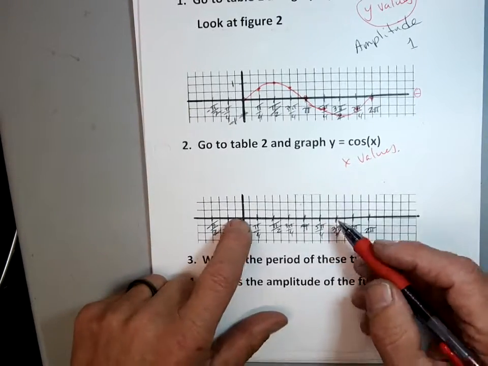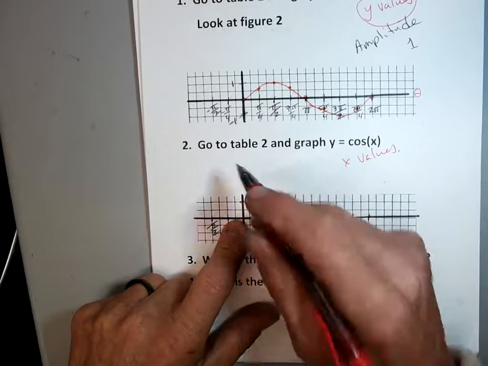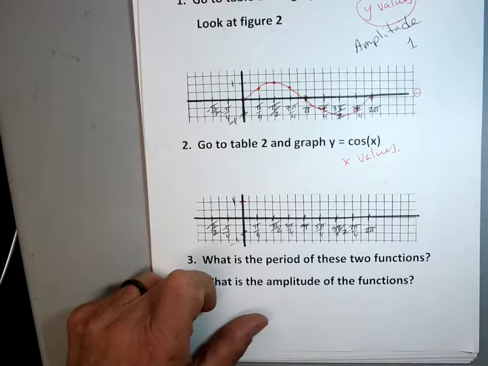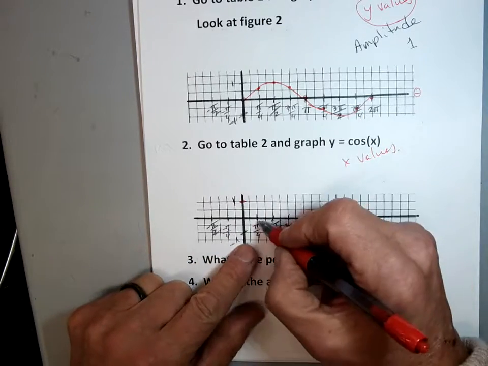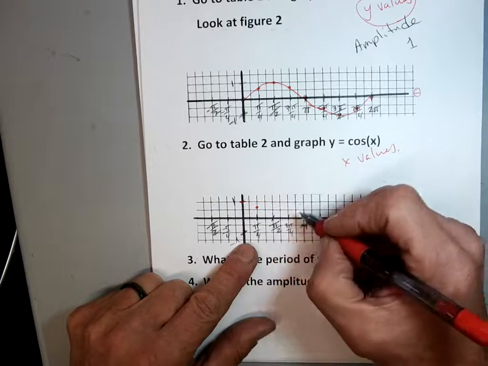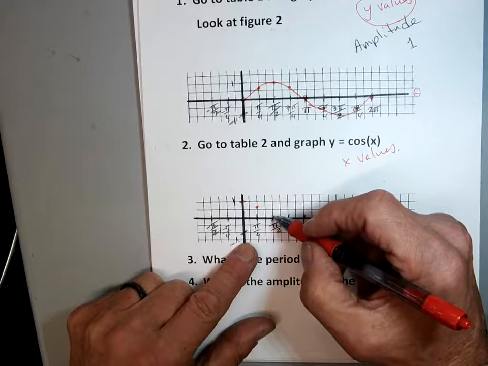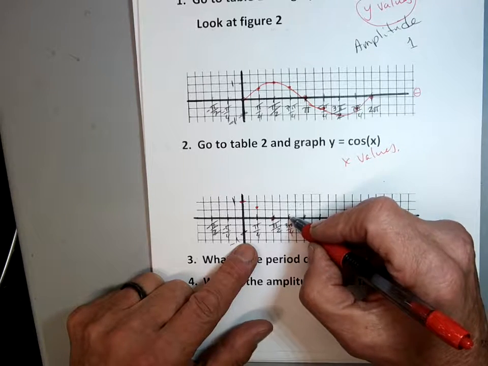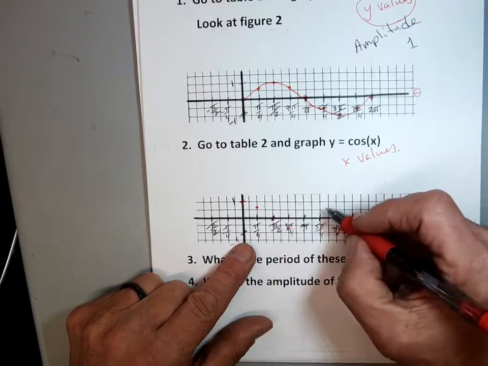So at 0, cosine's 1. It has a height of 1. Make sure I put the 1 up here. 1 and negative 1. So we'll put a dot there. Pi fourths for cosine is square root of 2 over 2, so it's about 0.7. Pi halves for cosine is 0. 3 pi fourths is a negative square root of 2 over 2, which is about a negative 0.7.